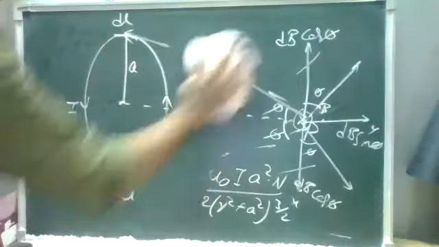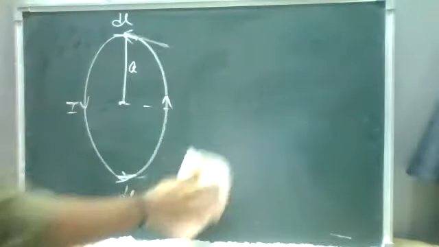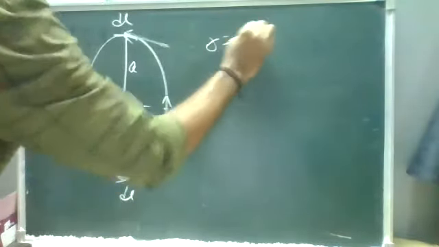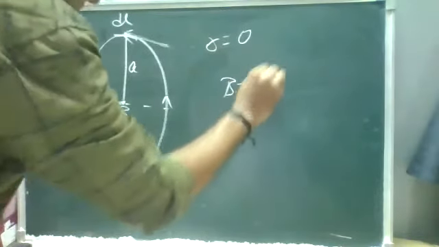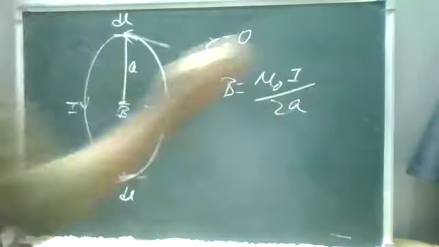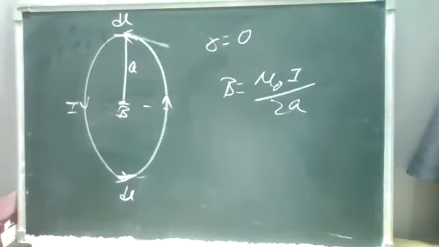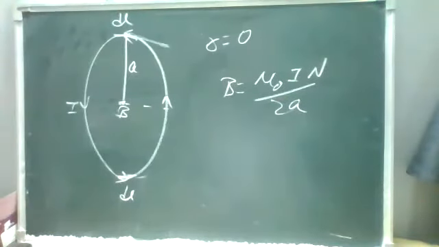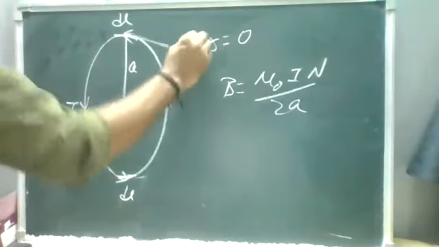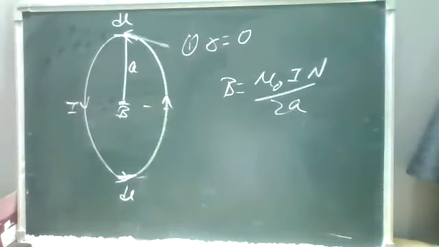So, in this special case, when the distance r is equal to 0, the magnetic field will be at the center. Then the relation is B is equal to mu naught I by 2A. You can check it. If the number of turns is n, then it will be multiplied by n. It is the first relation.